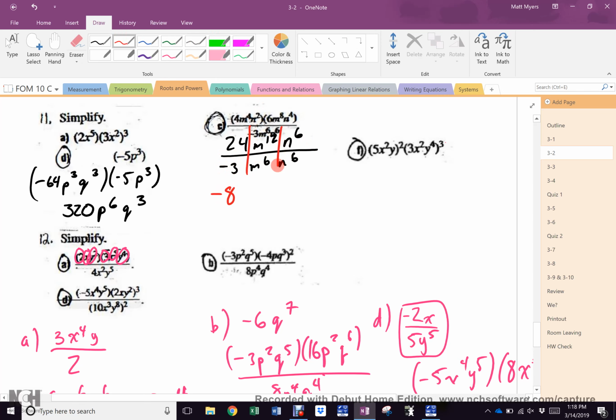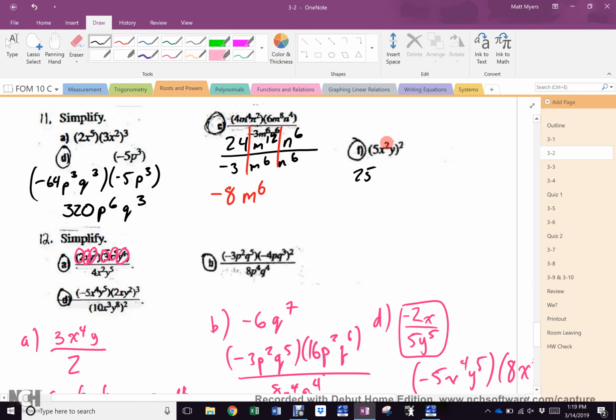Negative 8. What's m^12 divided by m^6? m to the 12 minus 6. And what is n^6 divided by n^6? 1, which we don't need to write because when you multiply by 1, it doesn't change anything, does it? So it's done. And lastly, here, again, if none of this was here, what is 5 squared?